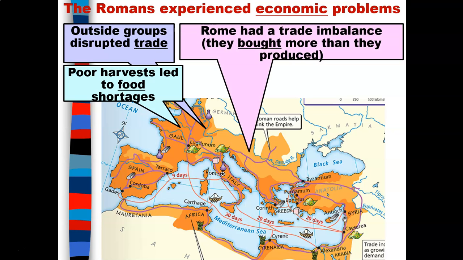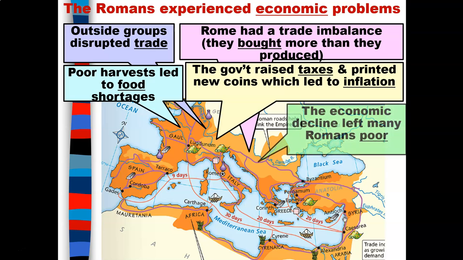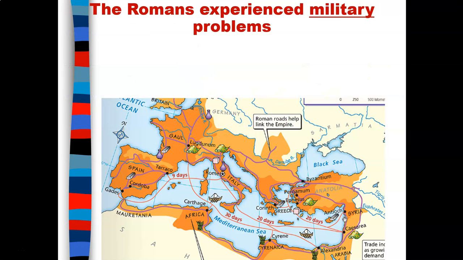Rome also had a trade imbalance. They bought more than they actually produced. The government also raised taxes and printed new coins, which led to what we know as inflation. The economic decline left many Romans very poor.